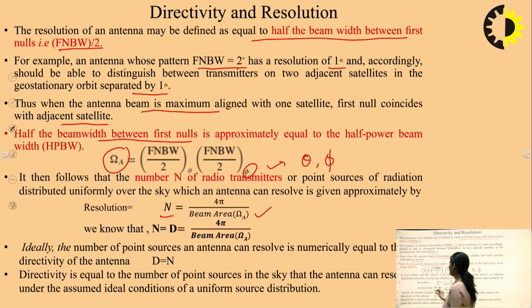Now here you can see resolution is equal to directivity, that is equal to 4 pi upon beam area. Ideally, the number of point sources, let it be n, so directivity is equal to n, the number of point sources in the sky, where you will get the ideal conditions of uniform source distribution.